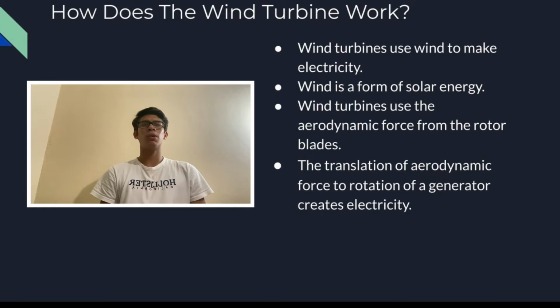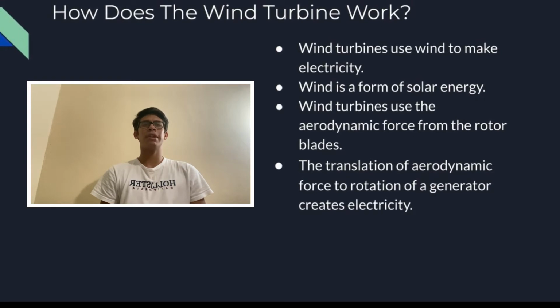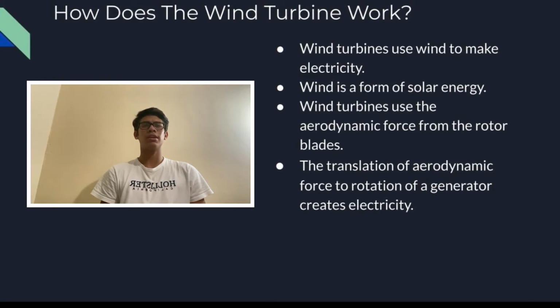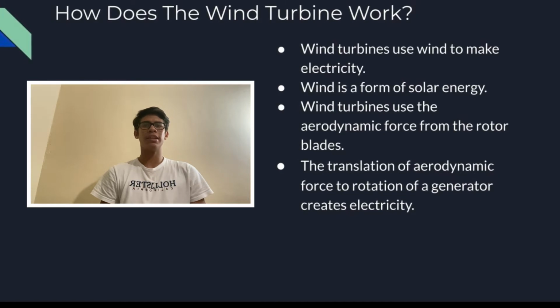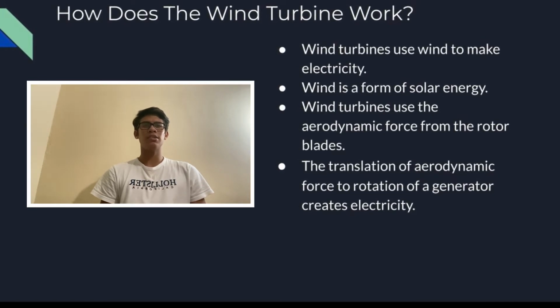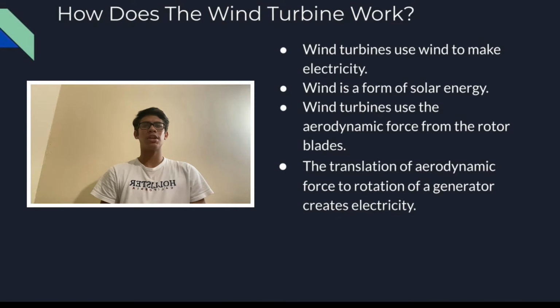Wind is a form of solar energy caused by a combination of three concurrent events: the sun unevenly heating the atmosphere, irregularities of the Earth's surface, and the rotation of the Earth.